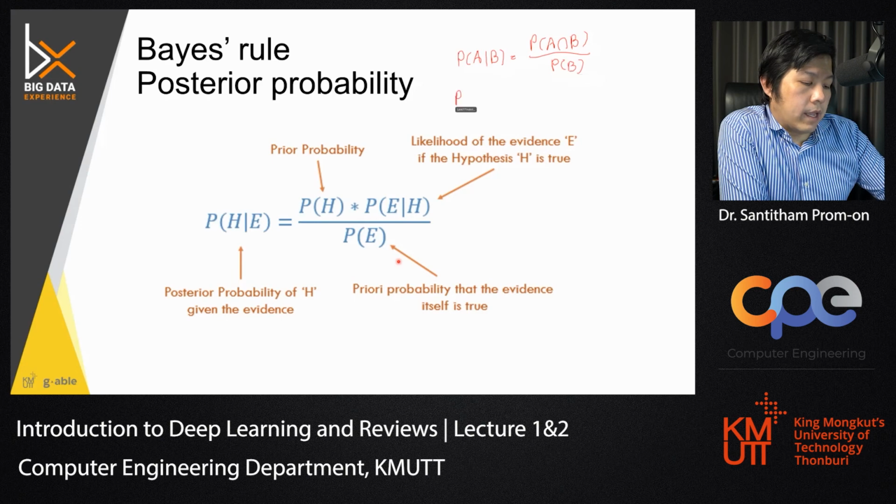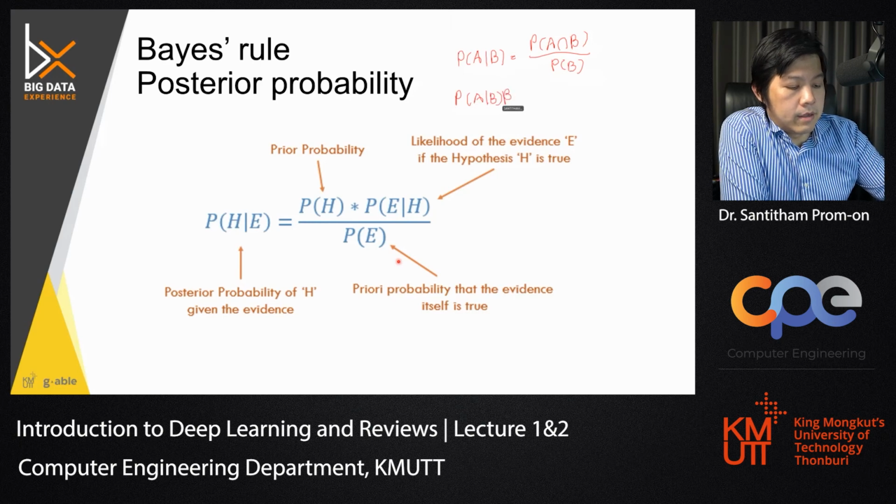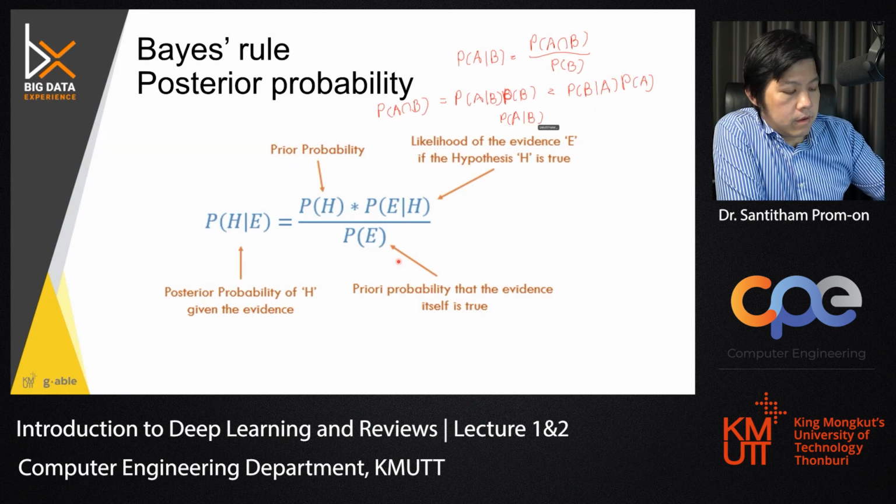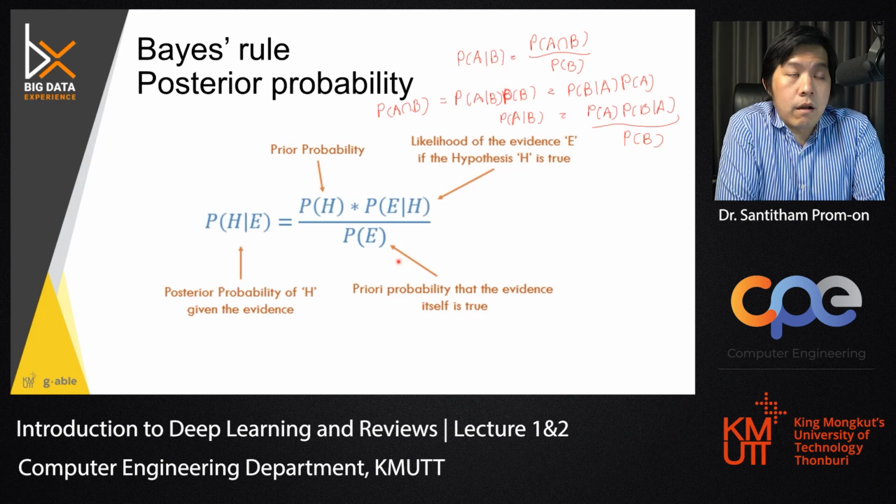So Bayes rule comes from this. Because we know that P of A given B equals P of A intersect B divided by P of B. That means P of A given B times P of B would equal P of B given A times P of A, which equals P of A intersect B. So if I move this, P of A given B equals P of B given A times P of A divided by P of B. I would have this Bayes rule derived from conditional probability.